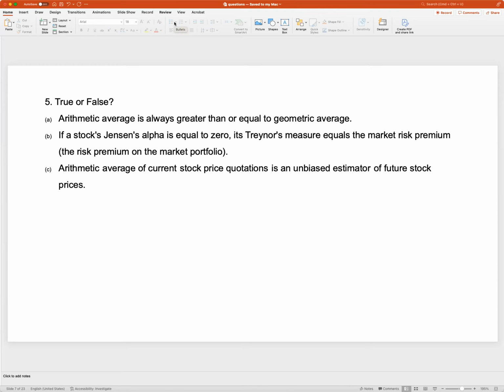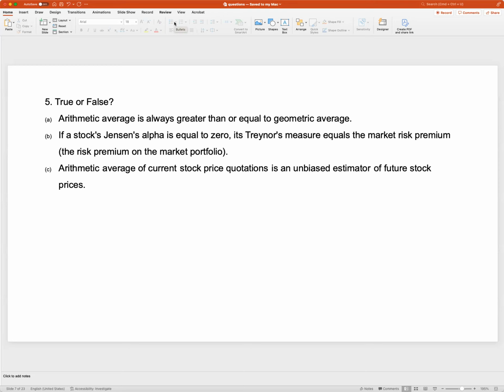So to do arithmetic average, you sum up the individual realizations, then divide it over the number of occurrences. For the geometric average, you need to compound the returns, then annualize it to get the geometric average. So this is a correct statement. Arithmetic average is always greater than or equal to the geometric average.